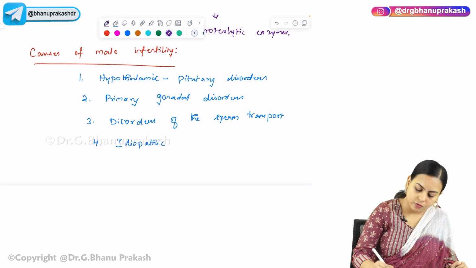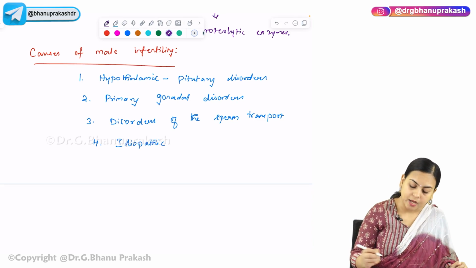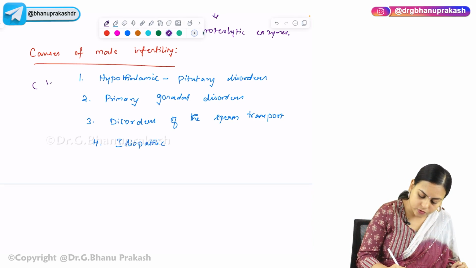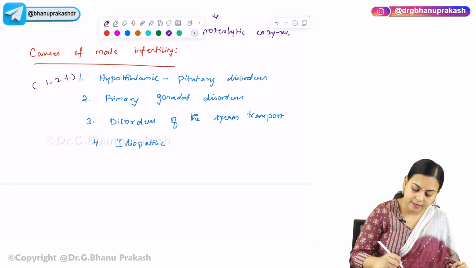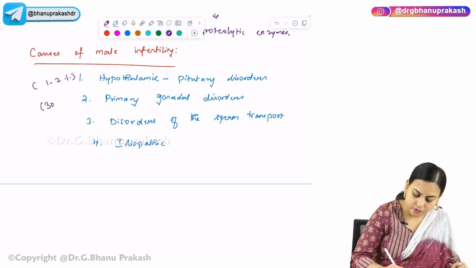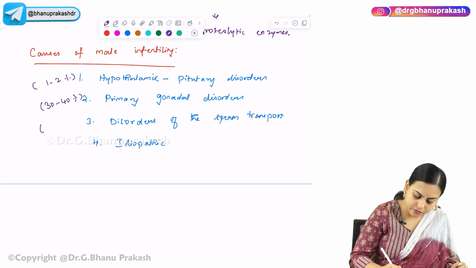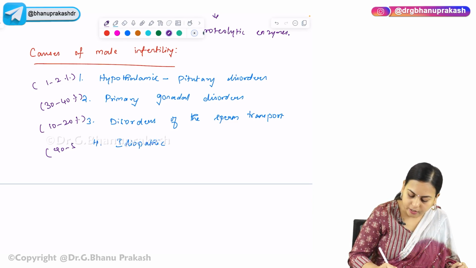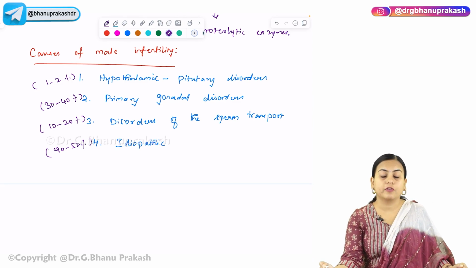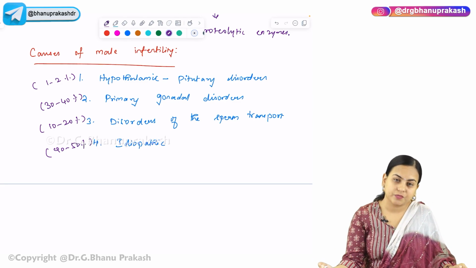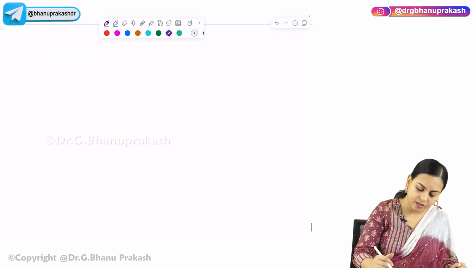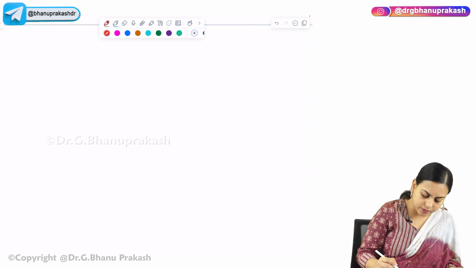Okay. So, approximately hypothalamic pituitary disorders constitute only 1 to 2% of male infertility, whereas primary gonadal disorders constitute 30 to 40%. Disorders of semen transport will be around 10 to 20%, whereas idiopathic cases constitute about 40 to 50% of male infertility. Right? Okay. Now, we'll go on to the next one.